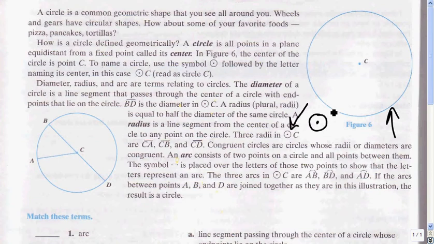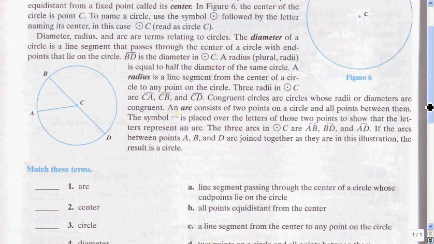Here's an example, and I just drew an example. If I want to say circle C, I would go like this. I would draw the little symbol for circle and then put the letter next to it: circle C. A circle has different parts. It has arcs, it has radii, it has diameters. So let me show you the different parts of the circle.